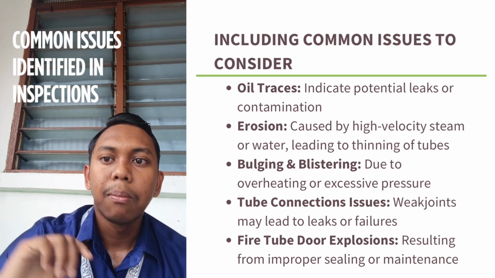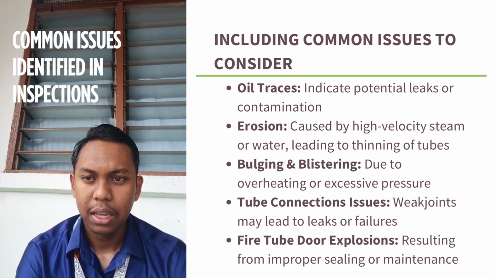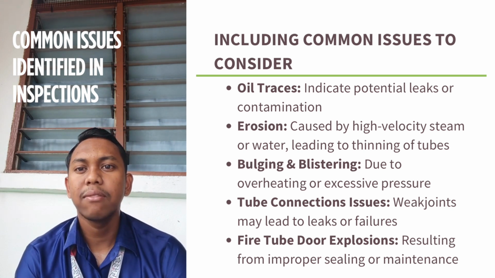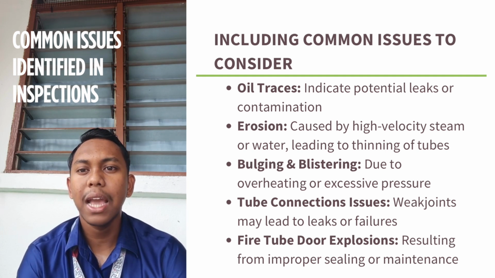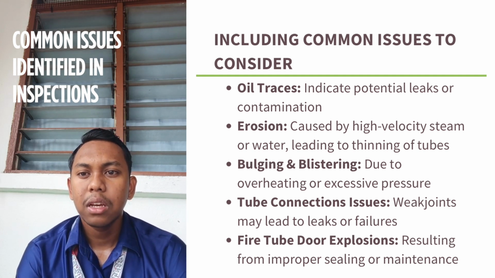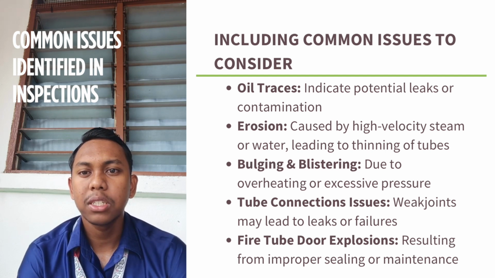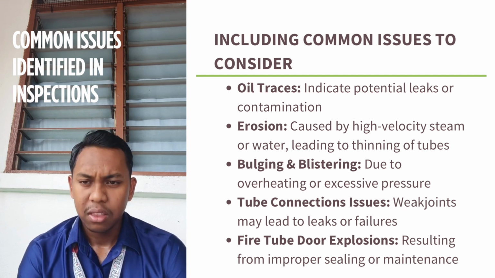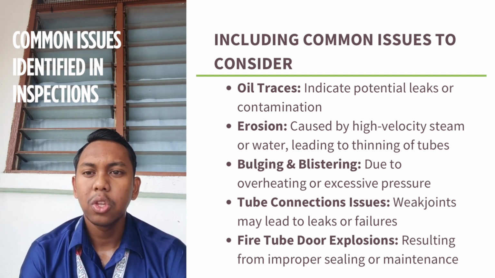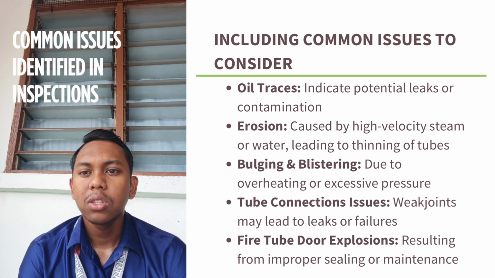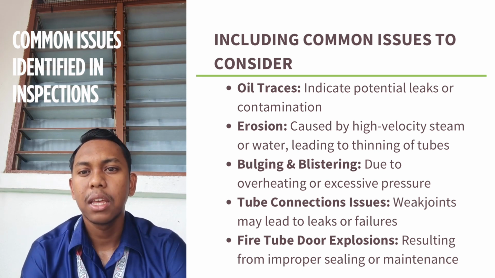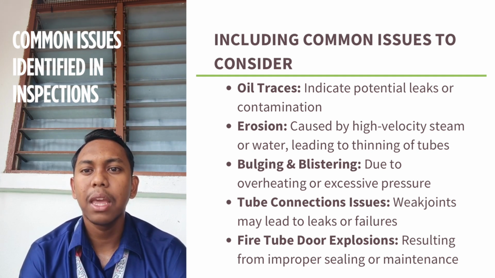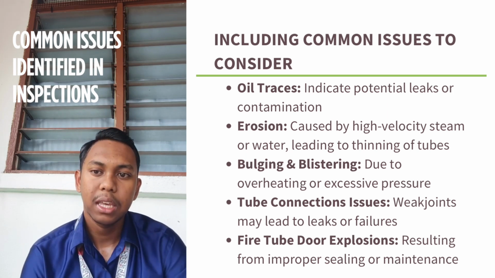Third is bulging and blistering. This is caused by overheating or excessive pressure leading to metal expansion. Bulging weakens the tube structure, making it prone to leaks or small explosions. Next, tube connection issues. Loose or damaged tube connections can lead to steam or water leaks. Disturbed pressure balance can reduce overall efficiency.